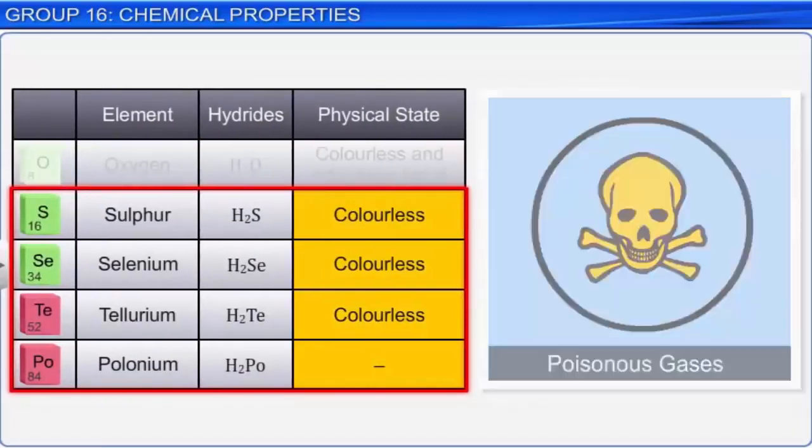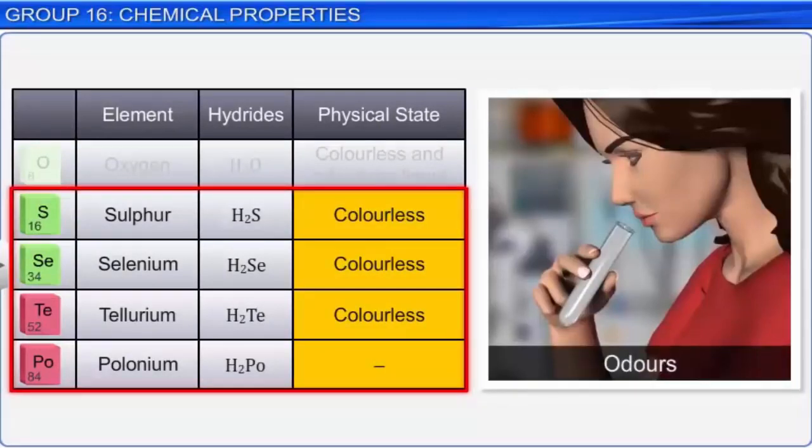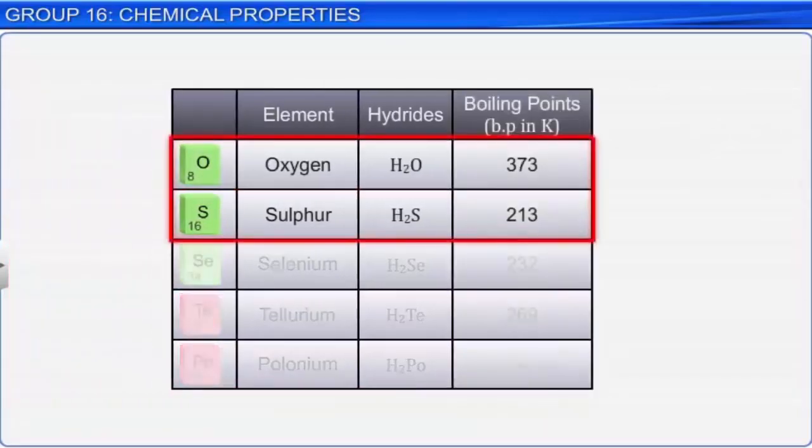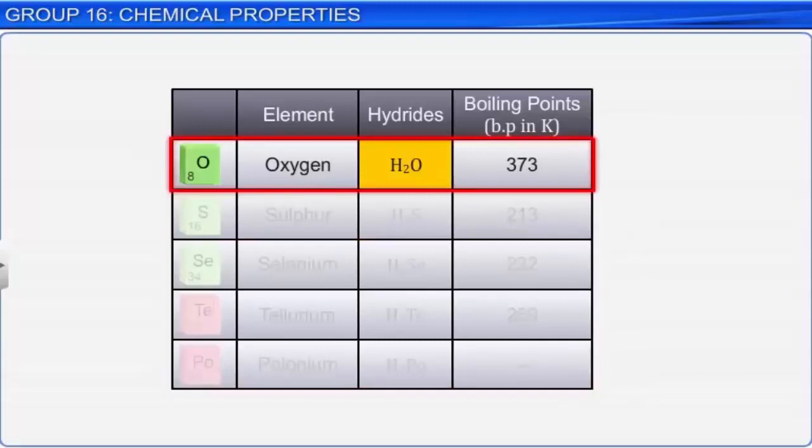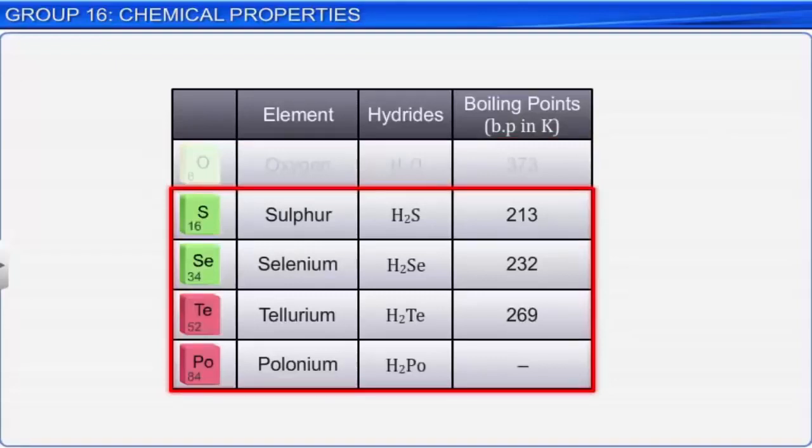with unpleasant odors. The boiling point of the hydrides markedly decreases from water to hydrogen sulfide and then increases. Water has an abnormally high boiling point because its molecules are associated with each other by means of hydrogen bonds in its solid as well as liquid states. On moving down the group, the boiling point increases from hydrogen sulfide to hydrogen telluride because of the increase in molecular weight.